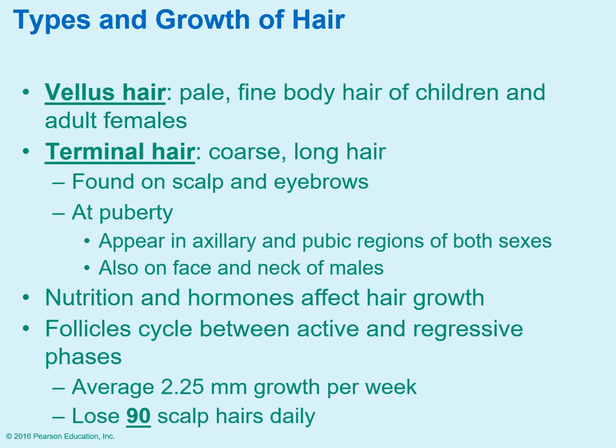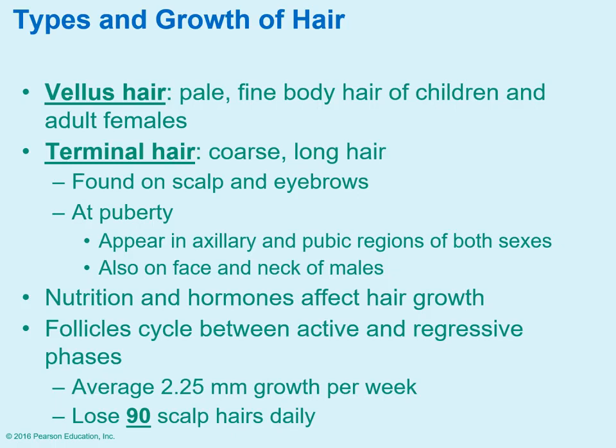There's different types of hair. Vellus hair is really fine body hair that tends to be seen on children and adult females. Terminal hair is the coarser, longer hair that's found on the scalp. It's found in the eyebrows. At puberty, it's going to appear in the axillary regions and the pubic regions. In males, at puberty, it's going to start to appear on the face and the neck.